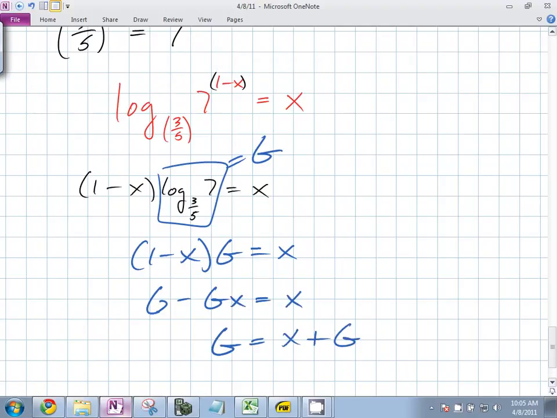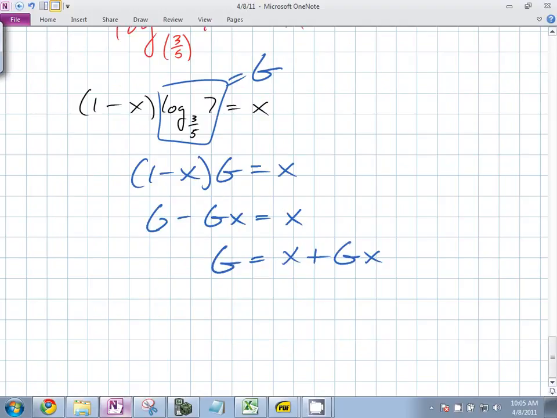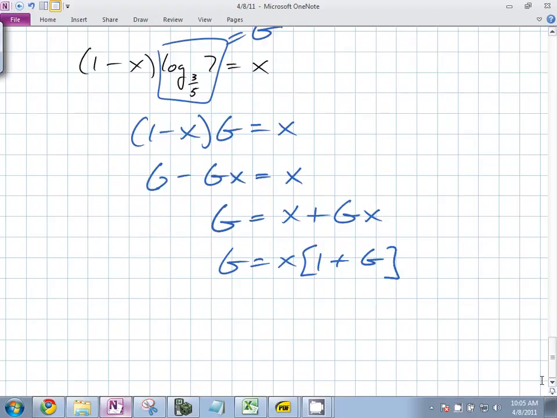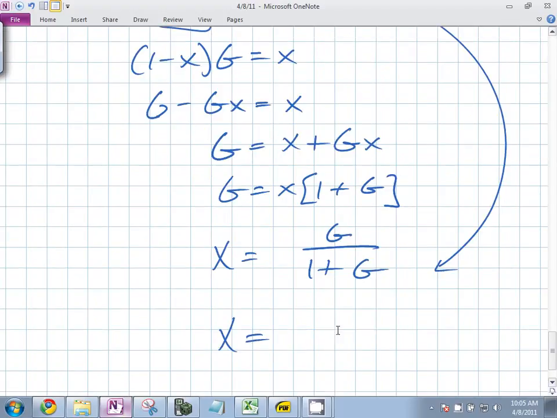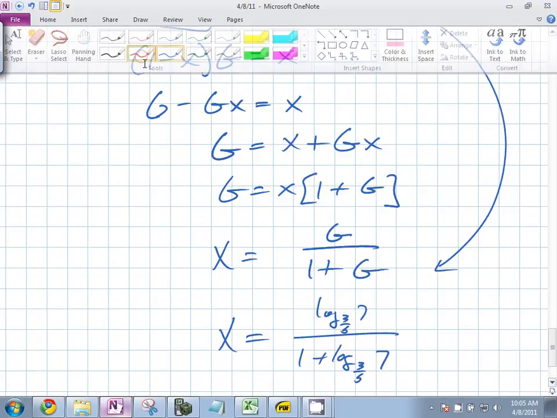Now what? g is equal to x times 1 plus g. So what does x equal? x equals g over 1 plus g. And look, there's g, right? So what does x equal? Log base 3/5 of 7 over 1 plus log base 3/5 of 7. Good job. They're absolutely right.